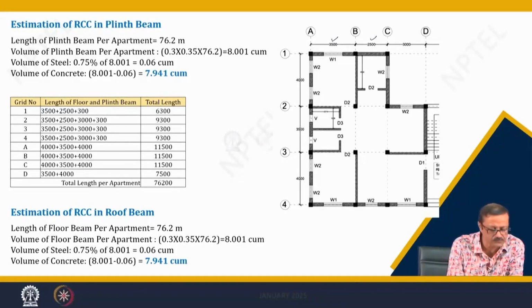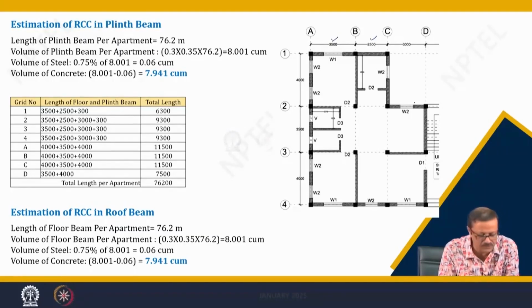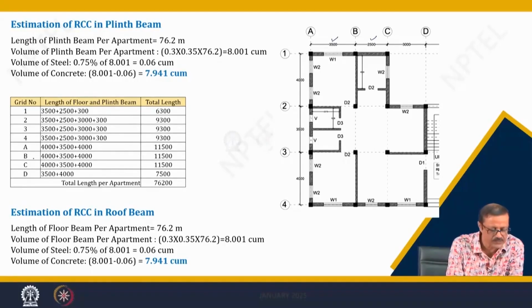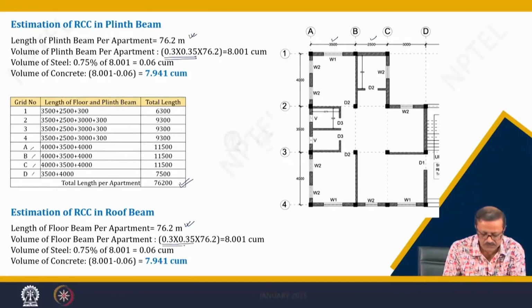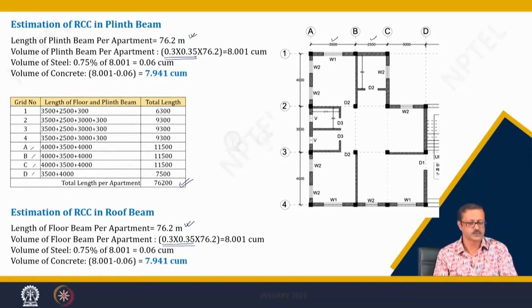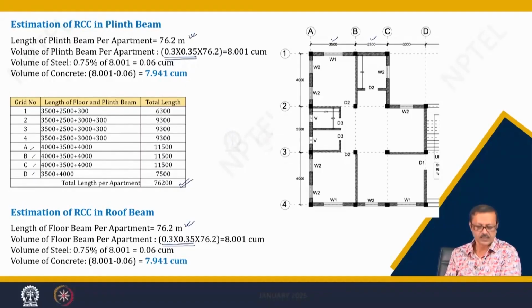So, like that, grid 2 has 3 segments of wall, that is why it is 3, and grid 3 is also having 3. So, again the other directions A, B, C and D, those 4 grids are there. So, I have calculated all the grid lengths and added them up. So, the total length becomes 76.2 meter, 76.2 meter for both, and the differential area of cross section of the floor beams and the other plinth beams are taken.